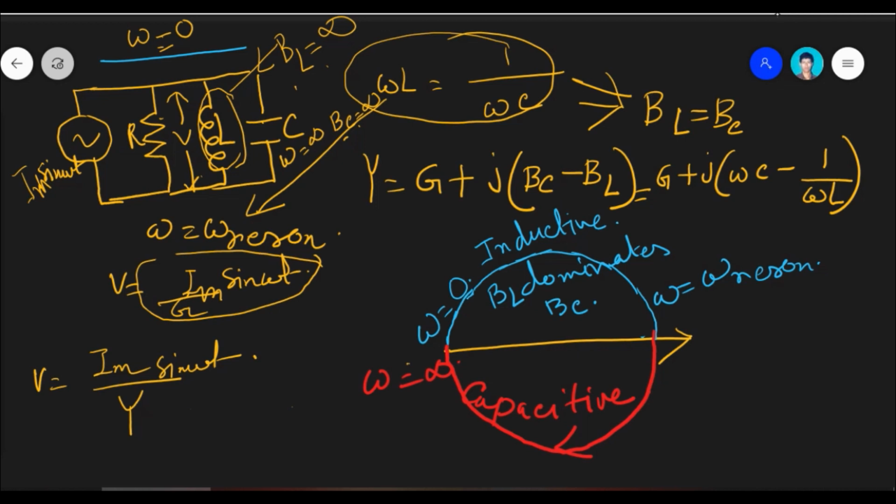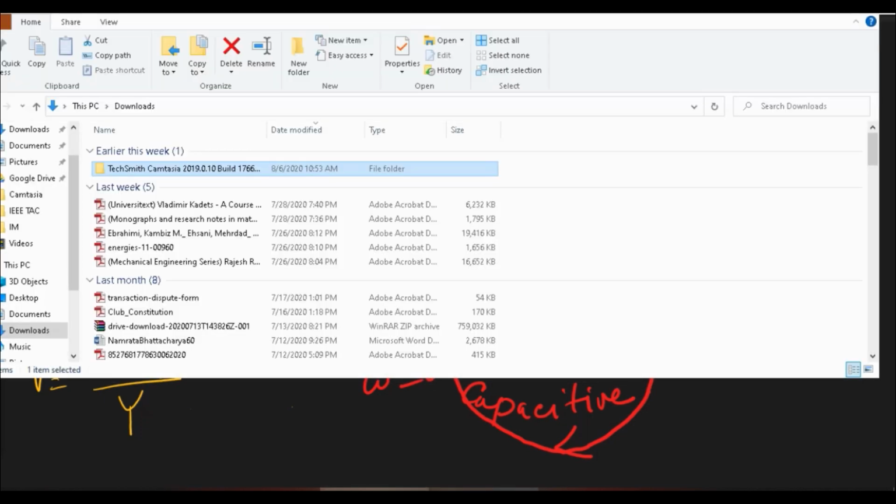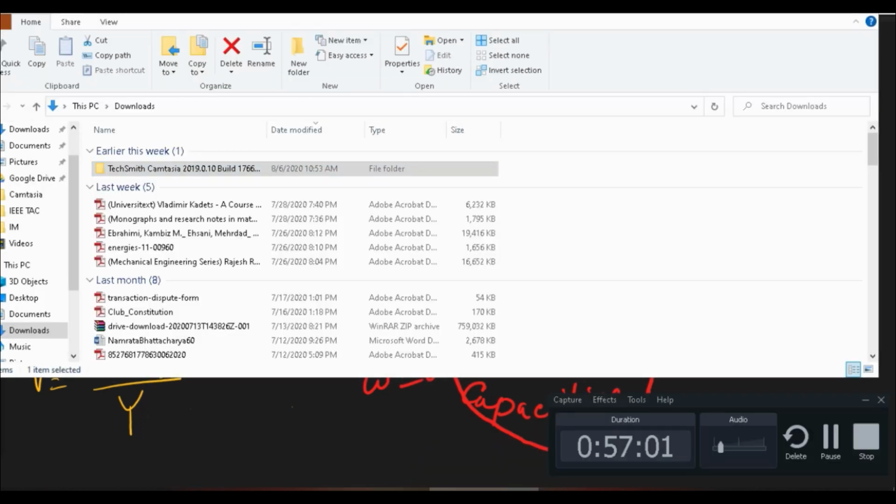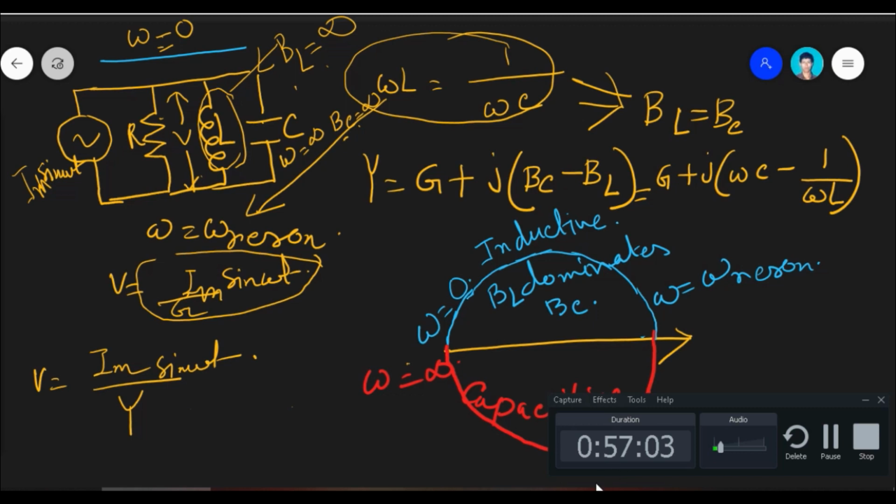So with this I am going to conclude this locus diagram chapter. In our tutorial class, we will discuss a few examples.